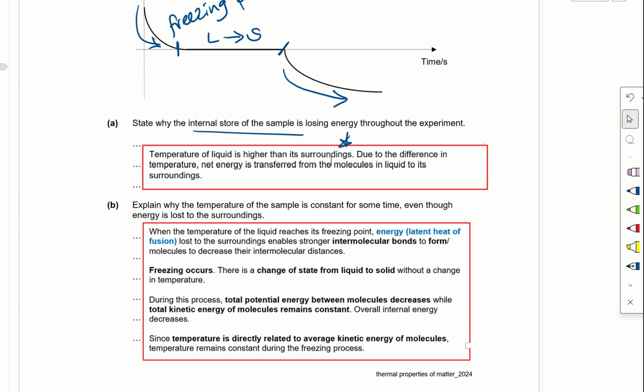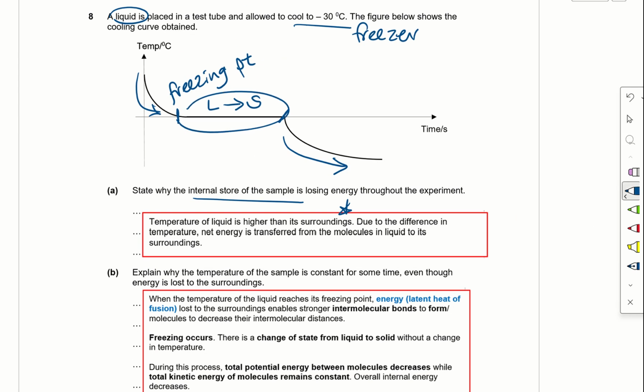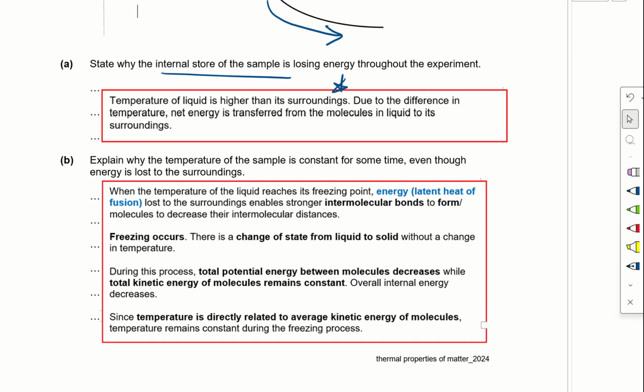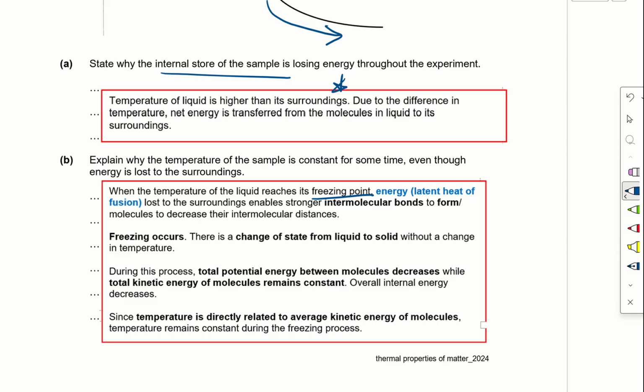Part B, explain why the temperature of the sample is constant for some time. So it is only at this place whereby it's undergoing freezing. Okay, so why is the temperature constant for some time even though energy is lost or transferred to the surrounding? Now, when the temperature of the liquid reaches the freezing point, so this is the first key term, okay, put it in the answer.